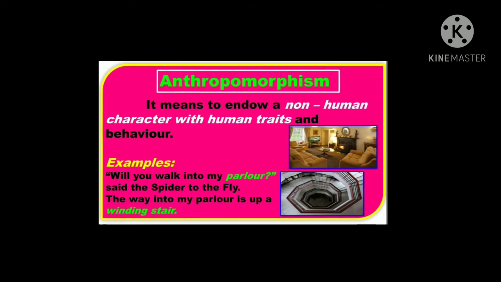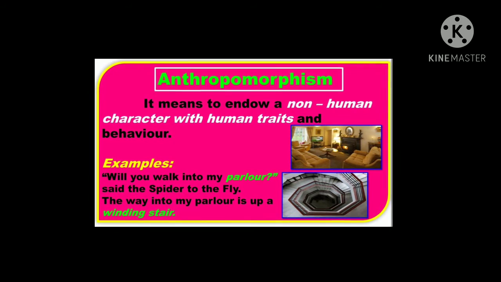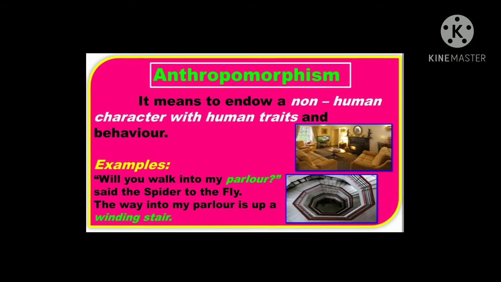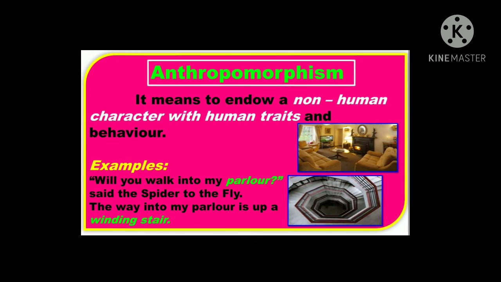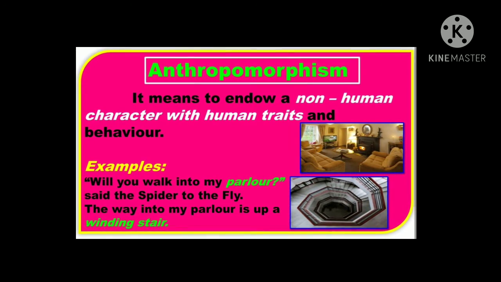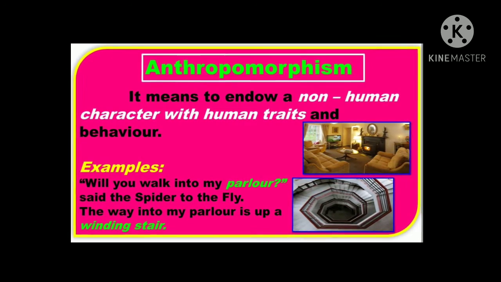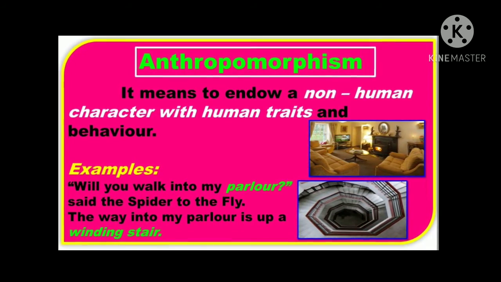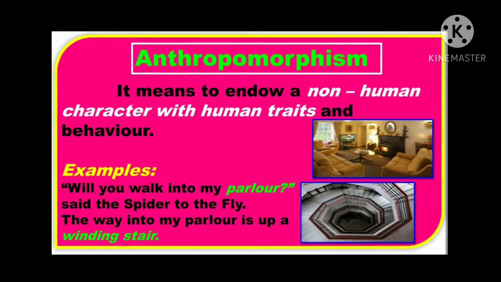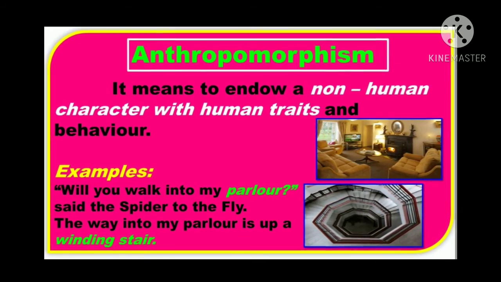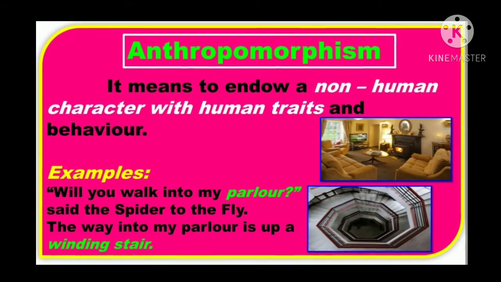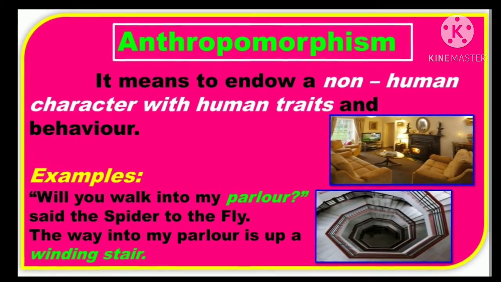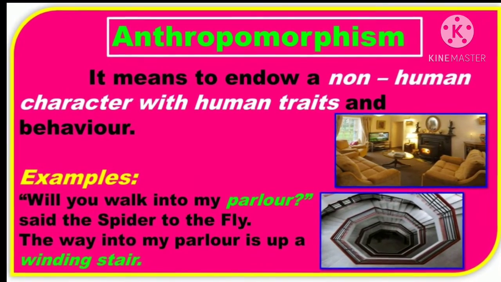It means to endow a non-human character with human traits and behavior. Look at the example: Will you walk into my parlor, said the spider to the fly. The way into my parlor is up a winding stair. Here we can see the spider and the fly. They behave like human beings, right? Yes, and not only that, we can see a pantry, bed, mirror, and stairs, and so on, which are used by human beings or used by these creatures here. Am I right?